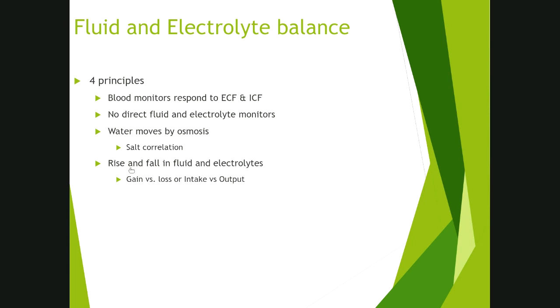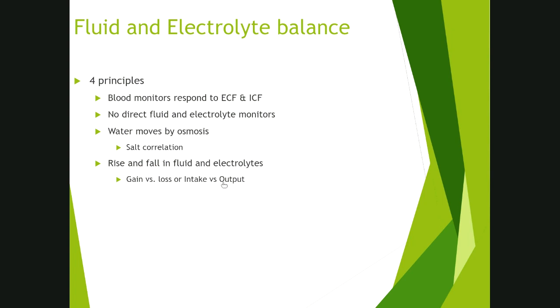Now, this is really a major thing right here, rise and fall in these two guys. So if we need more fluid in the body, or we need more electrolytes, then our gains need to be greater than our losses. Our intake needs to be greater than our output. So in other words, if we need to increase the fluid in the body, then we need to increase how much we're drinking and getting into the body versus how much we're urinating and sweating and letting it out. Okay, intake versus output. So fluid in, if it equals fluid out, then we're in a balance.